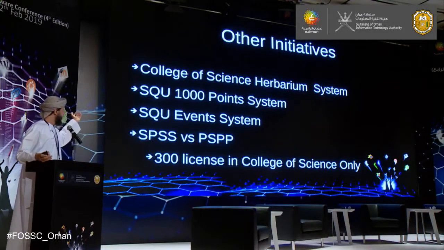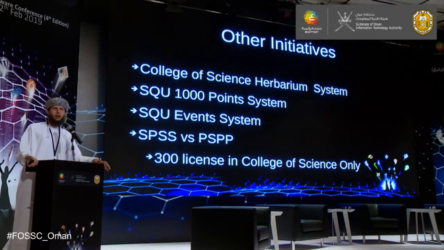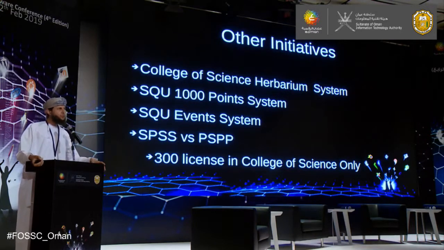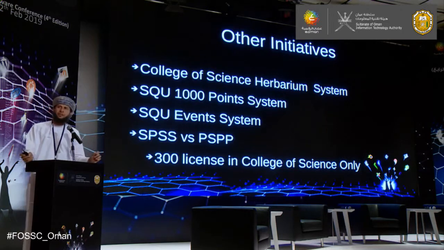I should also mention SPSS versus PSPP, if I spelled it correctly. Everybody is probably familiar with SPSS. SQU is an educational institute. We use a lot of licenses for SPSS. The College of Science, a few years back, acquired 300 licenses only for SPSS, only the College of Science, one college out of 10. Recently, we managed to convince the end users to switch to PSPP, which is an open source alternative to this. Every version of SPSS depends on the packages that you acquire. Every version of SPSS will cost you around 80 to 120 Omani riyals. And then you do the math and you find how much saving has been made by adopting only one single solution. Right. So that's just a general overview of some of the systems that we have been using in SQU.